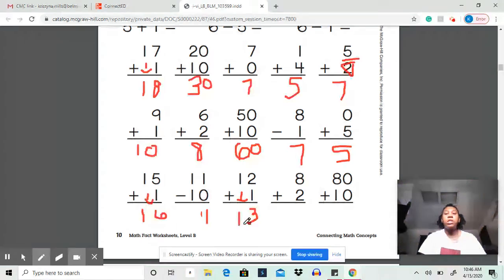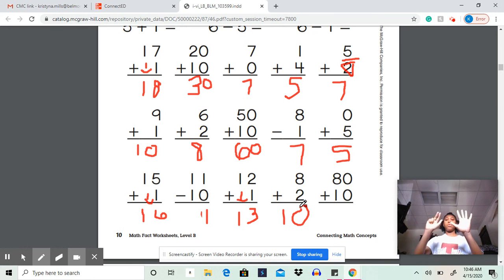13. 8 plus 2 equals 10. You could have done that on your fingers. 1, 2, 3, 4, 5, 6, 7, 8. Plus 2. 1, 2 equals 10. And then 80 plus 10. 0 plus 0 equals 0. And then 8 plus 1 equals 9.